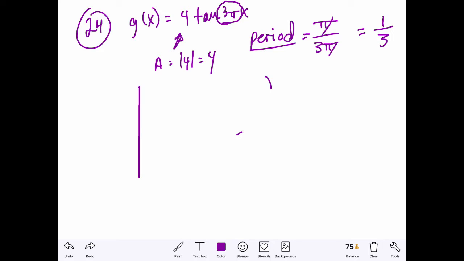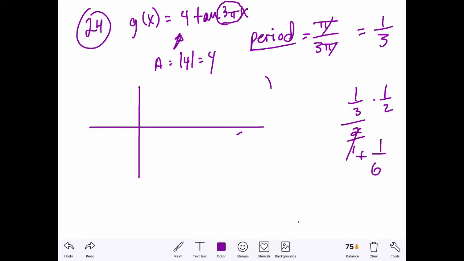Okay, so remember with tangent, they have that offset quality. So I'm going to take 1/3 and divide it in half again. Well, that's the same as multiplying by a half, so a sixth. And I'm going to make one positive, remember, and one negative. So 1/6, negative 1/6. And remember, at those locations, we're going to have our asymptotes here, so I'm going to go ahead and dot those in.